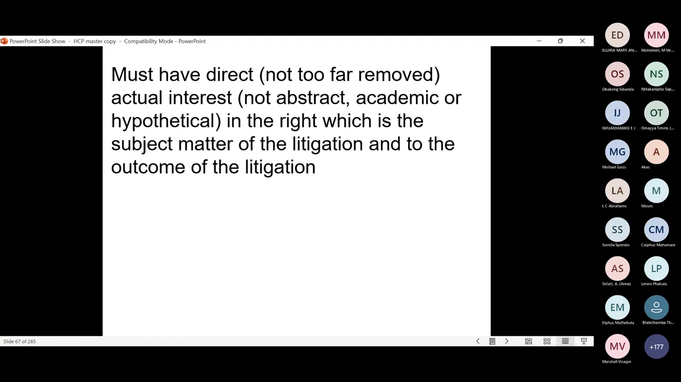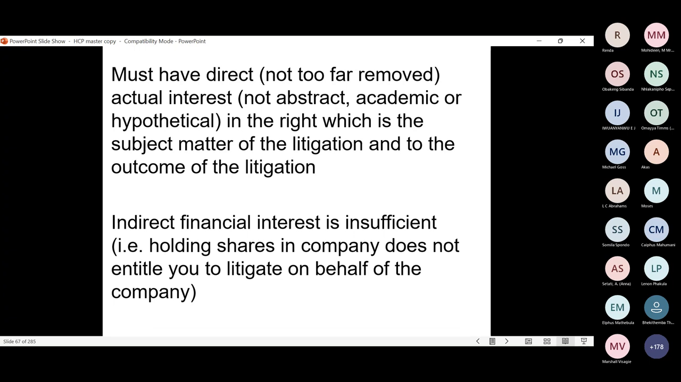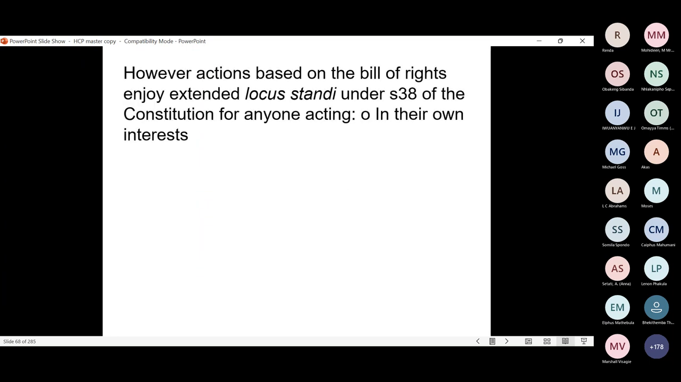Right, so you must have a direct interest. It must not be too far removed. It must not be an abstract interest, an academic interest, or a hypothetical interest. And the interest is in the right which is the subject matter of the litigation, and in the outcome of the litigation. Indirect financial interest is insufficient. For example, if you hold shares in a company, it does not entitle you to litigate on behalf of the company. If you have shares in Standard Bank and I don't pay my bond with Standard Bank, you can't come and sue me just because you are a shareholder. That is too far removed. So you must have a direct and substantial interest in the litigation.